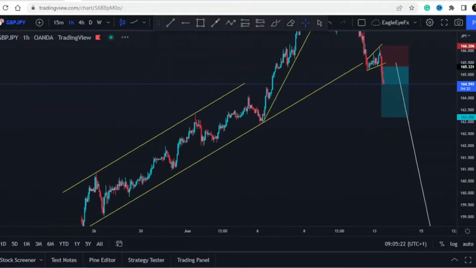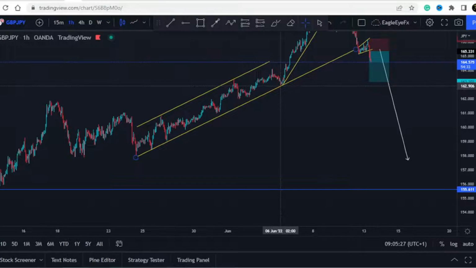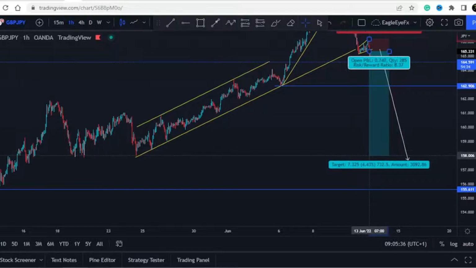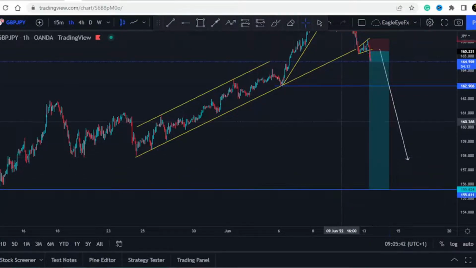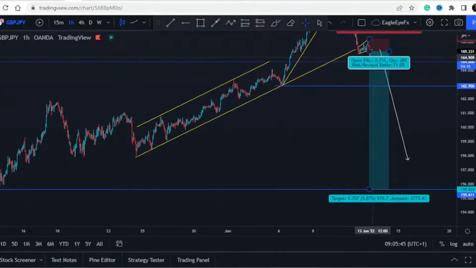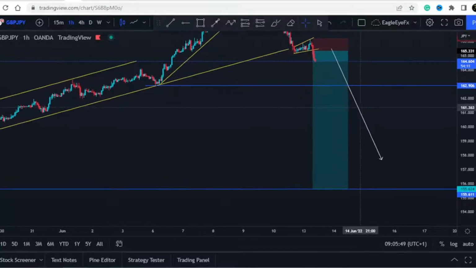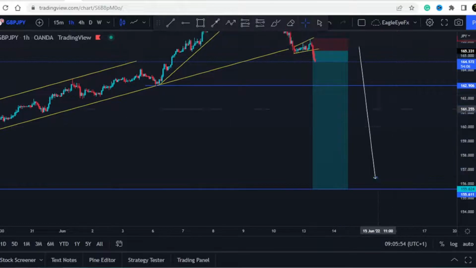And what are we talking about? Even if you are going to target this as a first target over here, then we are looking at 2.7%. But overall, I'll be targeting this level, which is 8.37%, or actually an 11% trade. And you can already see that the trade is on its way down.